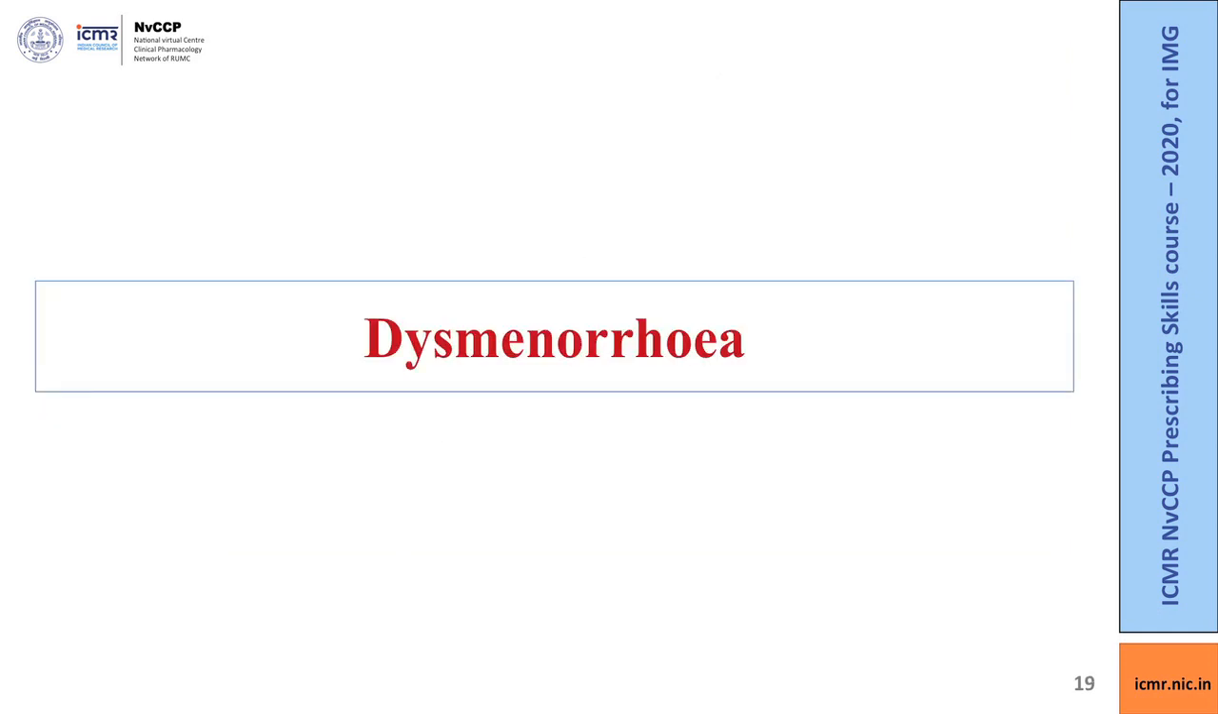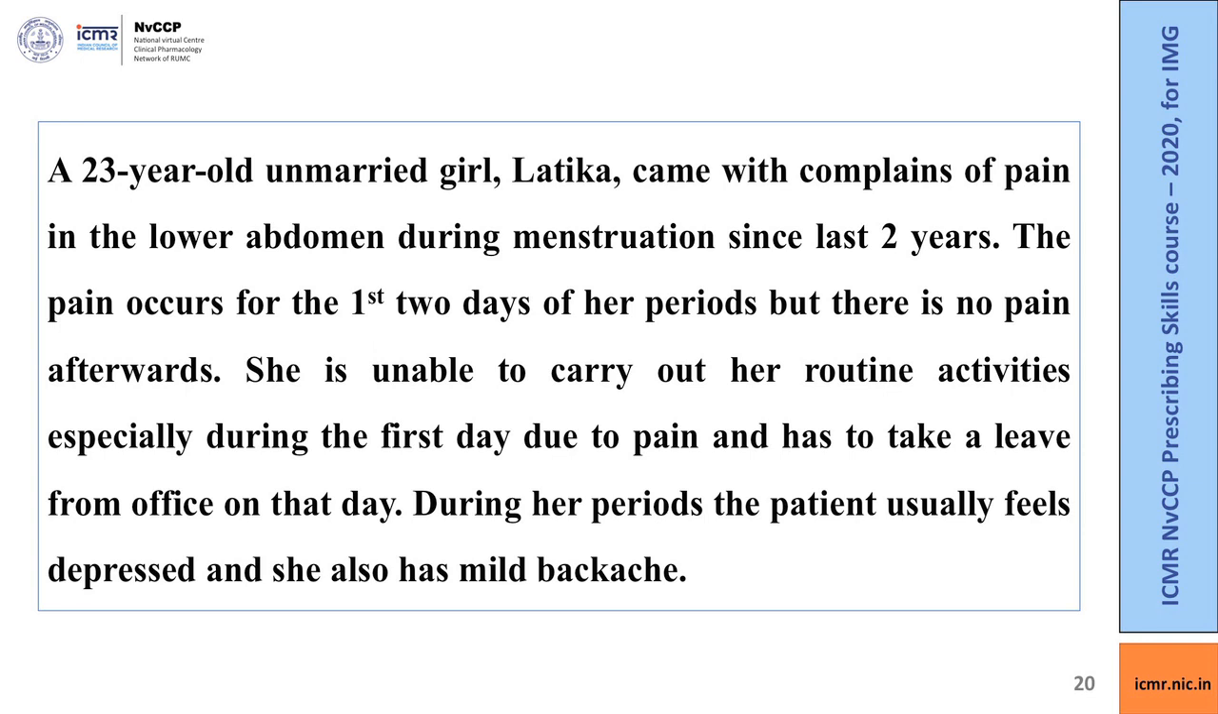The last case study in our module is on dysmenorrhea. A 23-year-old unmarried girl, Latika, comes with a complaint of pain in the lower abdomen during menstruation since the last 2 years. The pain occurs for the first 2 days of her periods and there is no pain afterwards. She is unable to carry out her routine activities, especially during the first day of her pain, as she has to take a leave from the office on that day. During her periods, the patient usually feels depressed and she also has mild backache.